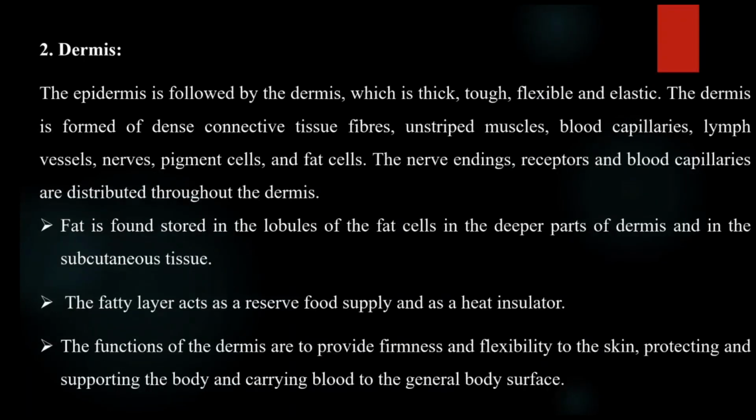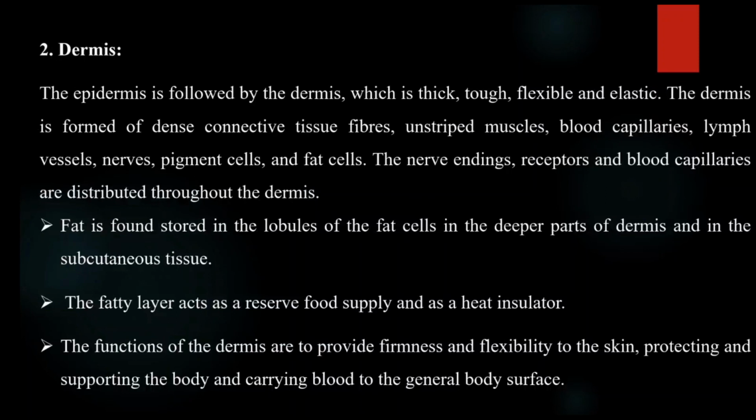The epidermis is followed by the dermis, which is a thick, tough, flexible and elastic structure. The dermis is formed of dense connective tissue fibers, unstriped muscles, blood capillaries, lymph vessels, nerves, pigment cells and fat cells. The nerve endings, receptors and blood capillaries are distributed throughout this dermis. Fat is found stored in the lobules of the fat cells, in the deeper part of the dermis and in the subcutaneous tissue. This fatty layer acts as a reserve food supply and as a heat insulator.